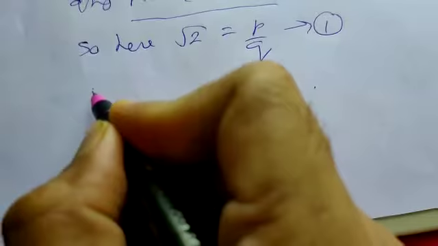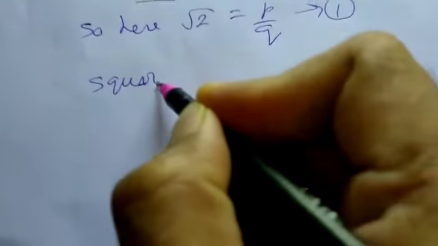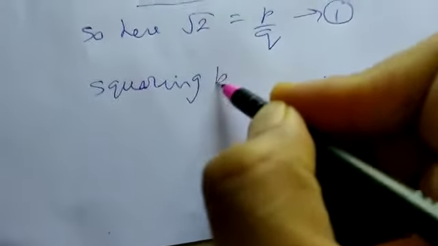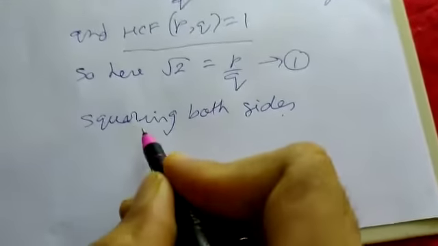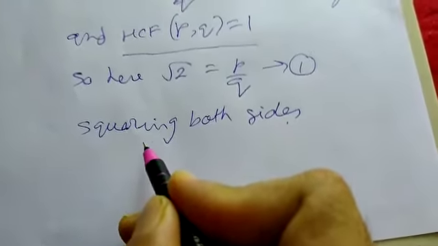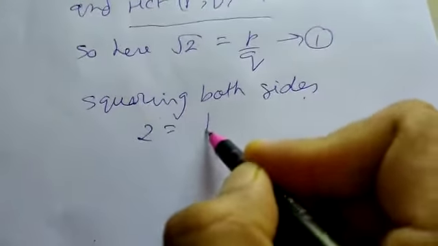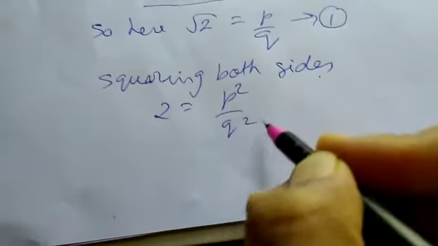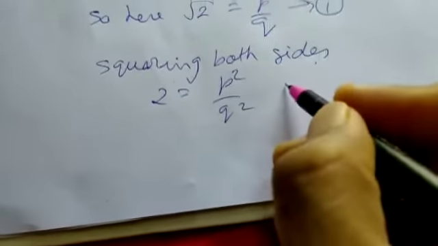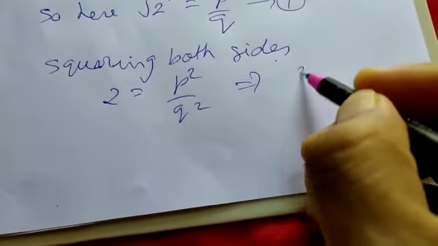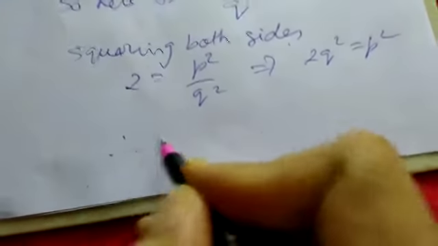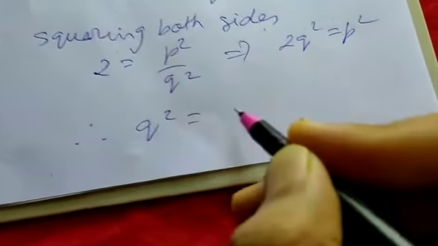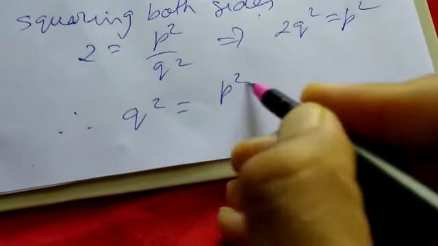Squaring both sides, square root of 2 squared gives us 2. So 2 equal to p square by q square. This implies 2q square equal to p square. Therefore, q square equal to p square by 2.